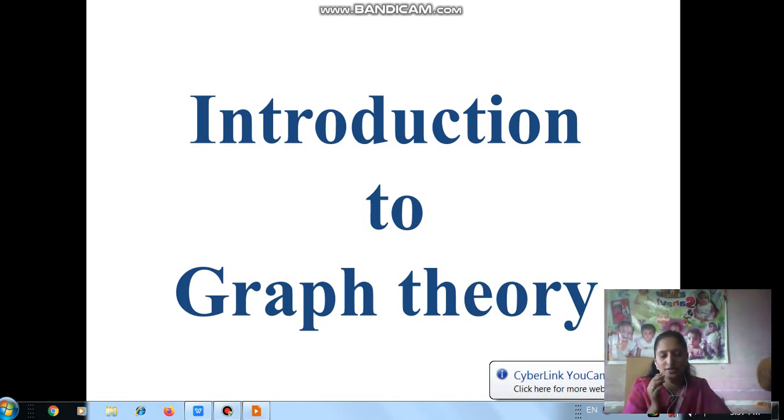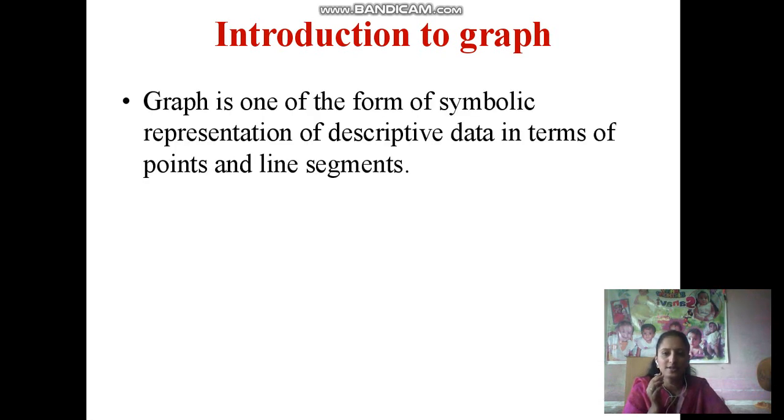First, we see our second unit, which is Graph Theory. Introduction to Graph Theory. Introduction to Graph. What is graph? All of you know the graph.